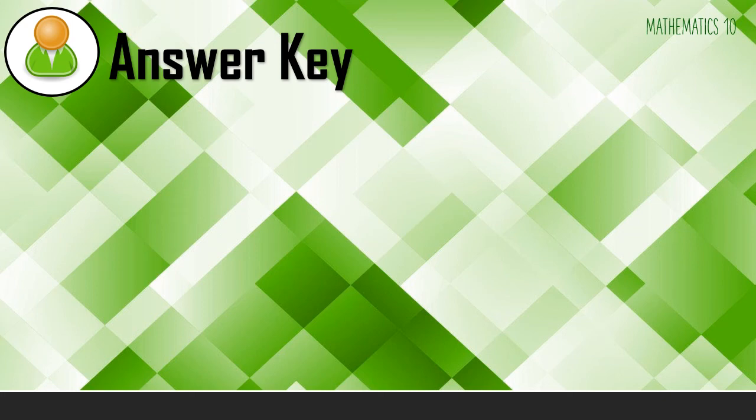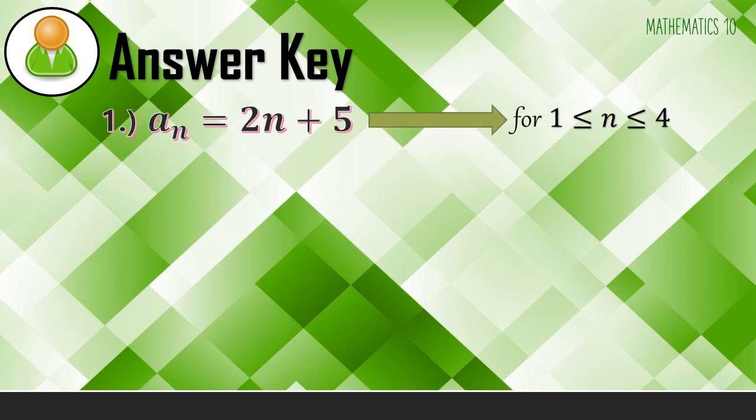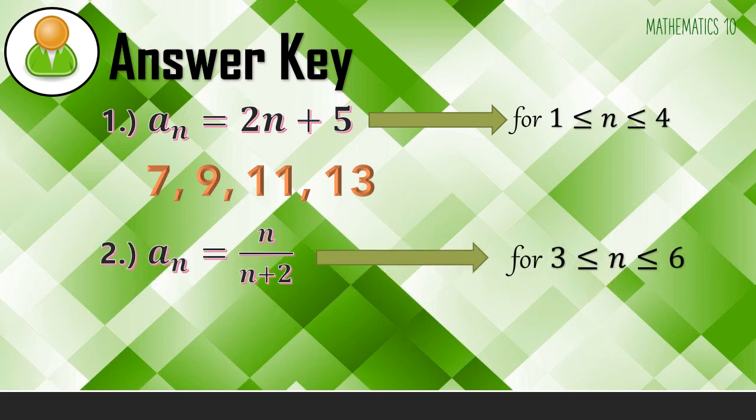So our answers for the formative assessment a while ago: for the first item, a sub n equals 2n plus 5, your answers are 7, 9, 11, and 13. And next, in our second general term, we have a sub n equals n over n plus 2. So our answers are 3/5, 2/3, 5/7, and 3/4.